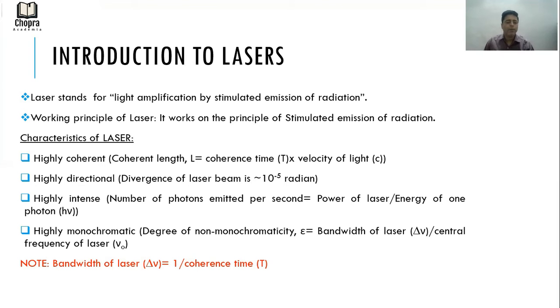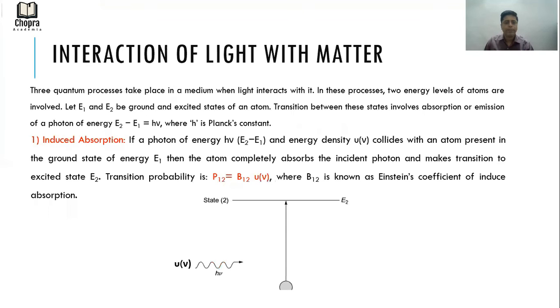Next, now interaction of light with matter. What happens when light interacts with matter? This is very important to understand the working principle of lasers, and that is where we start. Three quantum processes take place in a medium when light interacts with it. In these processes, two energy levels of atoms are involved. Let us say E1 and E2 are the ground and excited states of an atom.